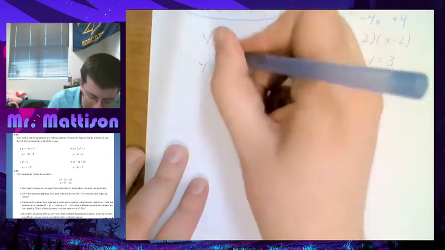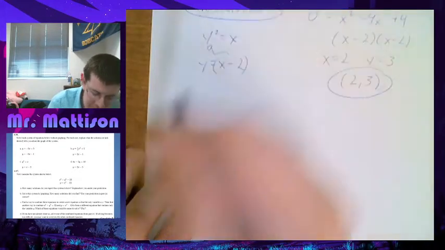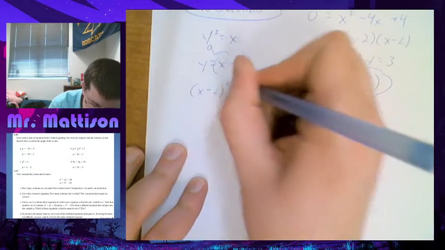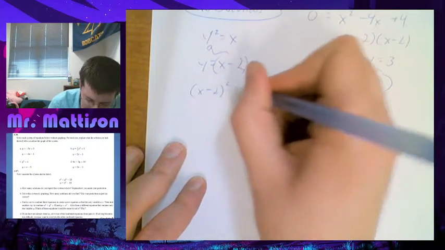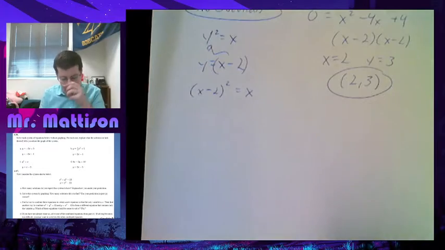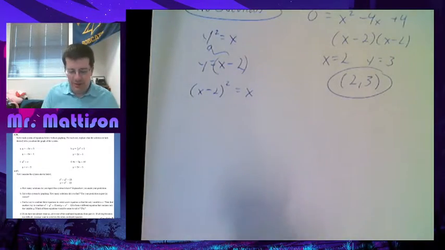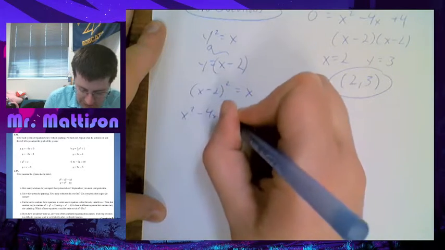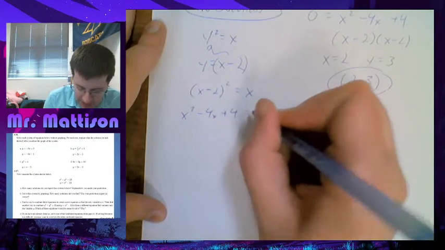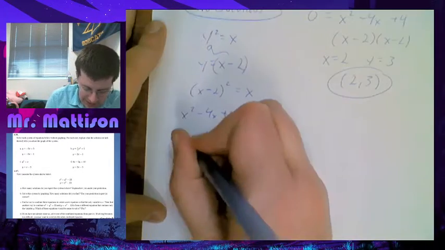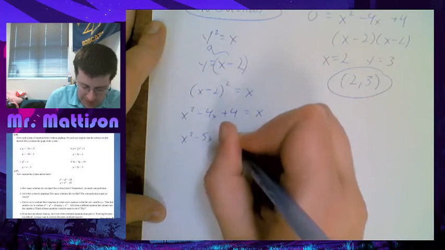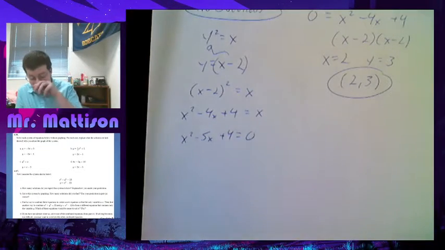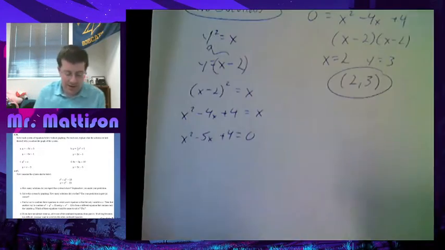So what we just do instead is to say, well, take this, plug it into the y, and we have x minus 2 squared equals x. So now I can go through and solve it out. Multiply this through. I get x squared minus 4x plus 4 equals x. Subtract that x over, and I get x squared minus 5x plus 4 equals 0. I know that I have to set it equal to 0 because I have x to the second and x to the first. So now I can factor it.